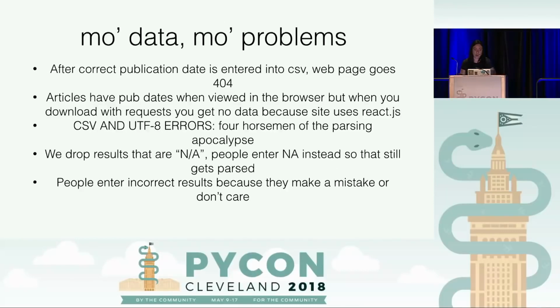The second you start working with data, you'll quickly realize that the more data you have, the more problems you have. So just a random sampling of problems that I had. Sometimes you download the thing, people enter a date, but the web page has gone in between my downloading it. Articles have a date when viewed in the browser, but when you download the requests, it uses React or something like that, so without the browser, there's no data in the DOM, so it shows up as nothing. UTF-8, I hate UTF-8 with a fire of 1,000 suns.